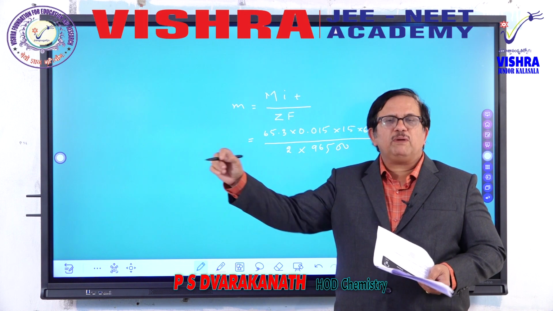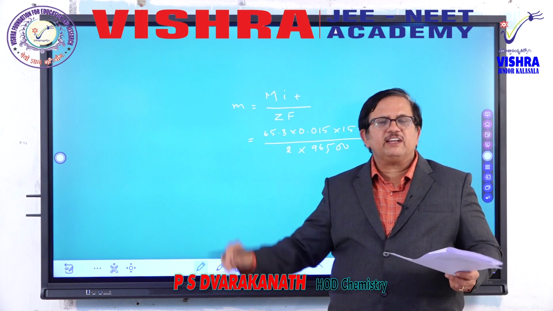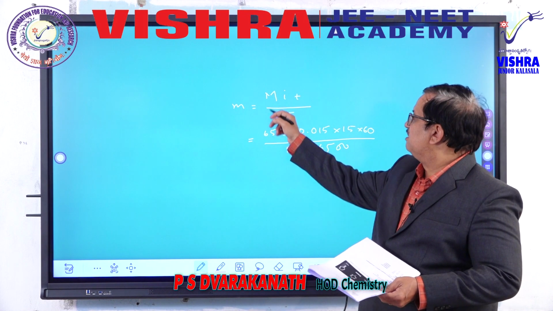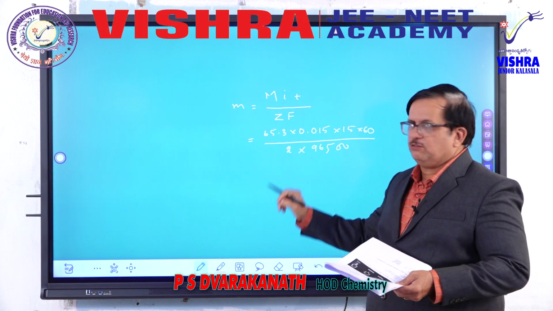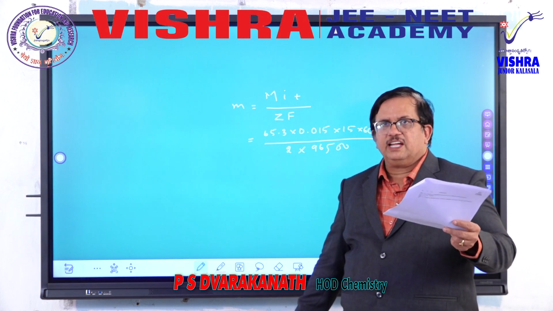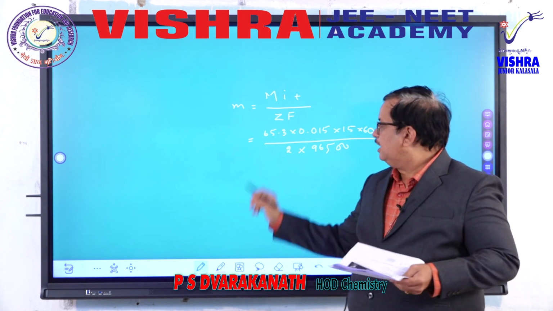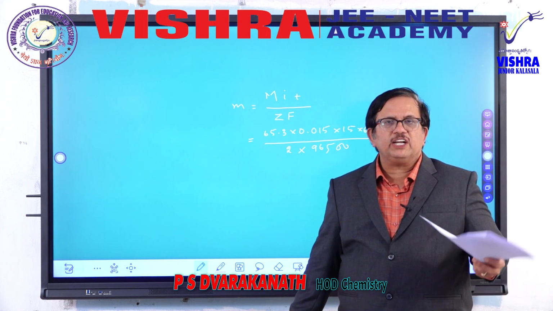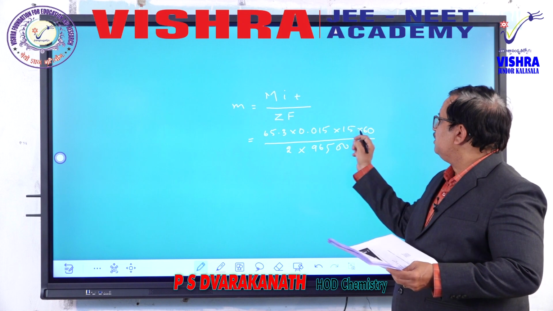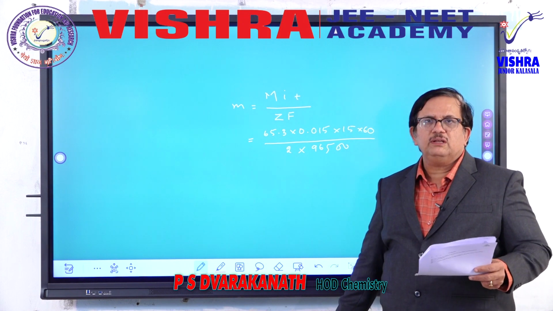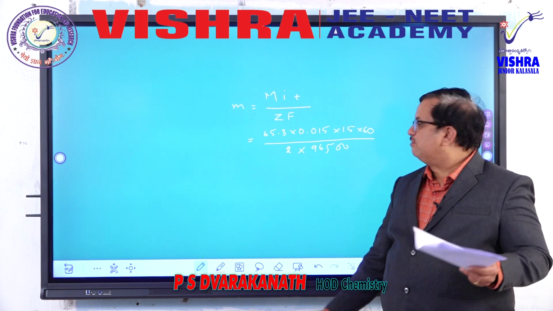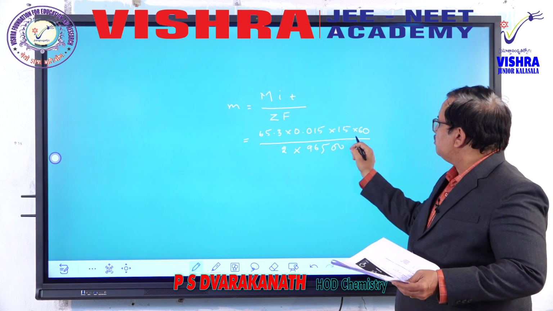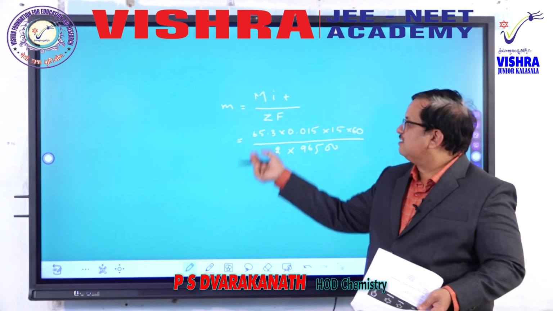When 96,500 coulombs are passed through the electrolyte, the weight of metal that is deposited is equal to the equivalent weight of the metal. Zinc's equivalent weight is 65.3 by 2. I can once again recorrect it as 65.3 by 2. Okay, then you calculate the quantity of electricity by multiplying the current into time. You will get the coulombs. Okay, then 96,500, 65.3 by 2, then 0.015 into 15 into 60, how much? Then you can get the same answer.